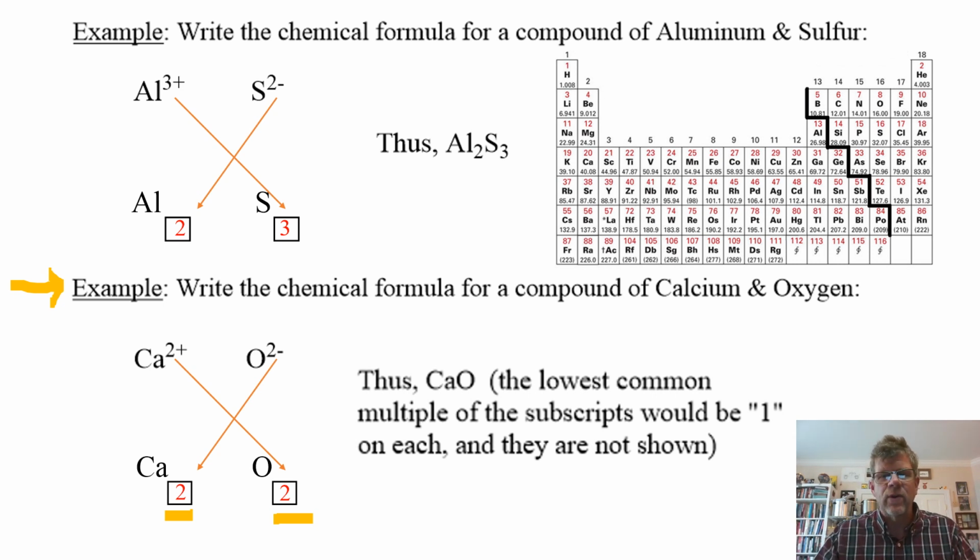That's just by convention we do that, because in this case, the lowest common multiple of the subscripts would be 1. We divided both by 2, and the proper answer would be CaO.